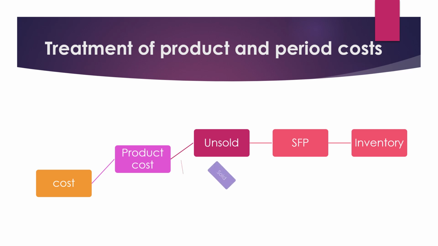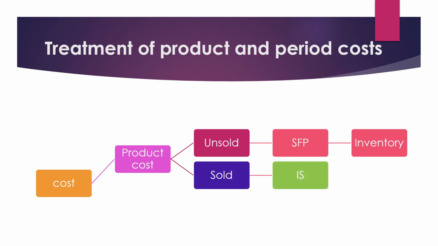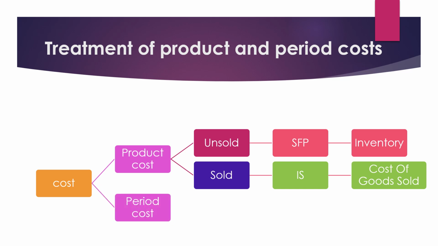Once these related goods are sold, it will be capitalized and charged to expense under the cost of goods sold. Normally, period costs are always expensed on the income statement during the period in which they are incurred.